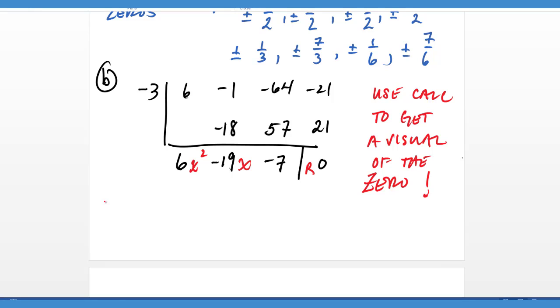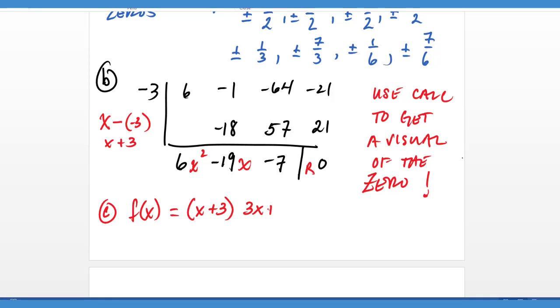Part C would actually tell us to do the whole thing. So f of x. Keep in mind, this minus 3 is c. If c is minus 3, that's x minus a negative 3, which means our factor is x plus 3. And the 6x squared minus 19x minus 7 is going to factor into 3x plus 1 times 2x minus 7. That would be the final factored form of this polynomial function.